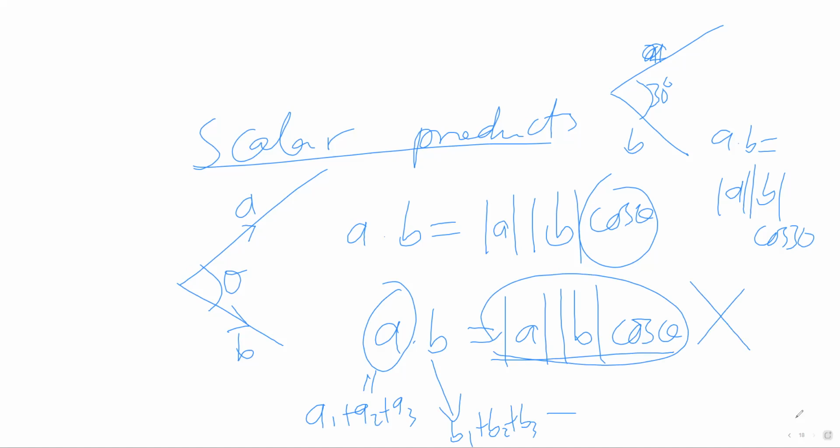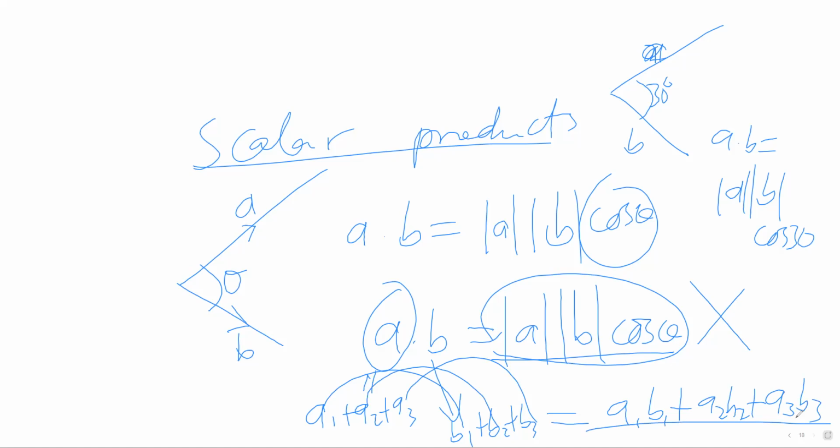So all you do is you multiply A1 by B1, A2 by B2, and A3 by B3. That means you have gotten the scalar product.